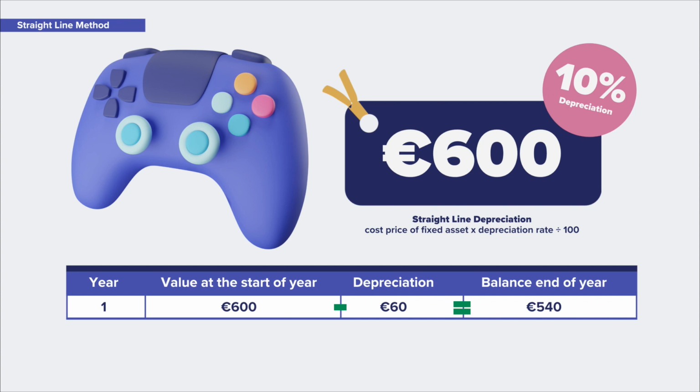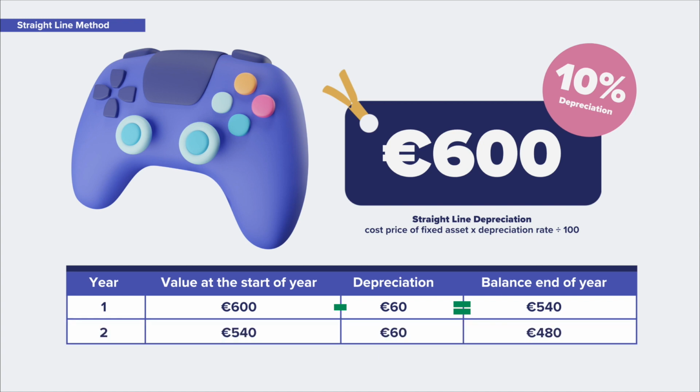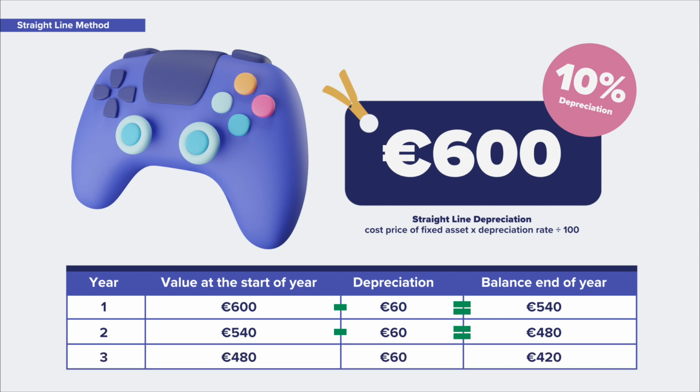On to year 2, our starting value is €540, which of course is the same as our balance at the end of the previous year. Again, our depreciation stays at €60, and this means that we're ending the year with €480 worth of an asset. Now, in year 3, same thing, our end of year balance for the previous year becomes our starting value for this year, which is €480. €60 depreciation leaves us with a balance at the end of the year of €420. And that's basically how you calculate depreciation using the straight line method.